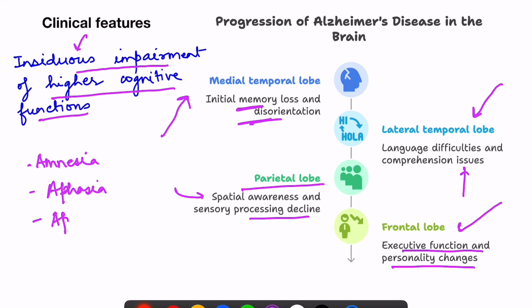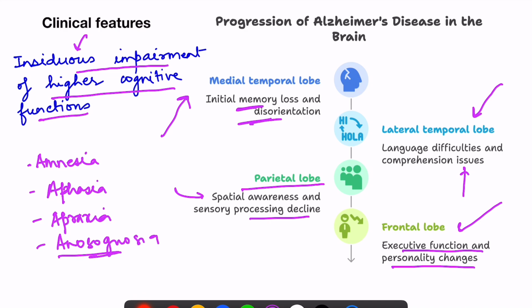Then we have apraxia. Apraxia is when the person has trouble performing sequential motor tasks which the person has already learned. For example, washing utensils. The person will not be able to perform the task. But there is no problem in the motor system. Everything is intact. Still, there is trouble performing the sequential motor task. And then there is anosognosia. That means the person is not aware of his problem.